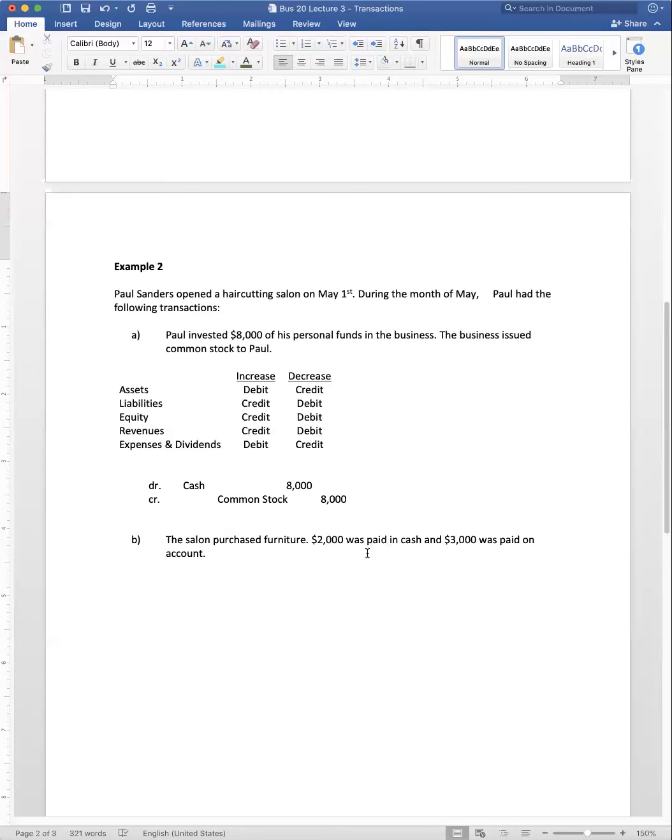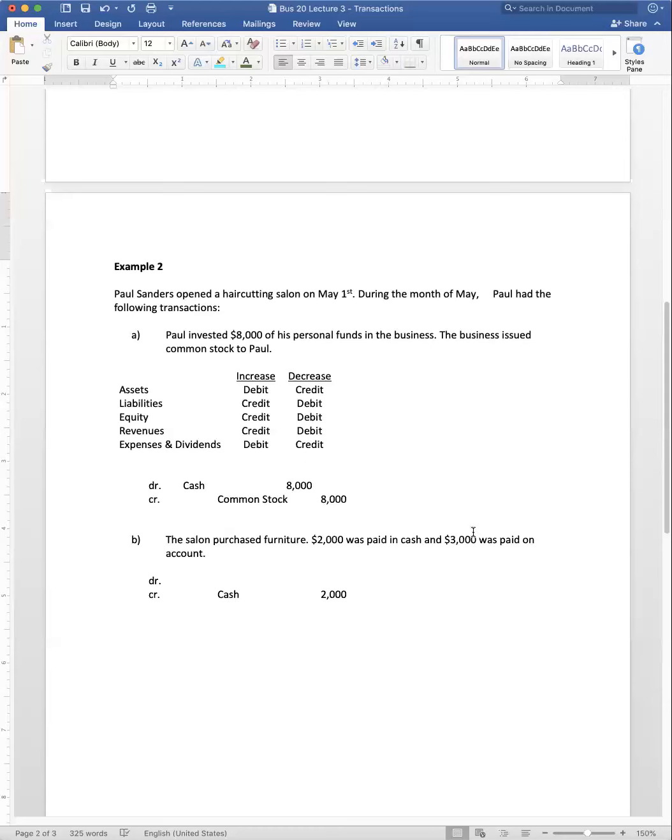All right, so let's think about it. $2,000 was paid in cash. We know that cash is an asset, right? And if they're paying cash, then cash is going to be decreasing. So we're going to have a credit to cash, right? So what we're going to do here is we're going to have a debit line, right? We're going to leave something there because we know there will be a debit. We just don't have it yet. And we are going to credit cash, $2,000.